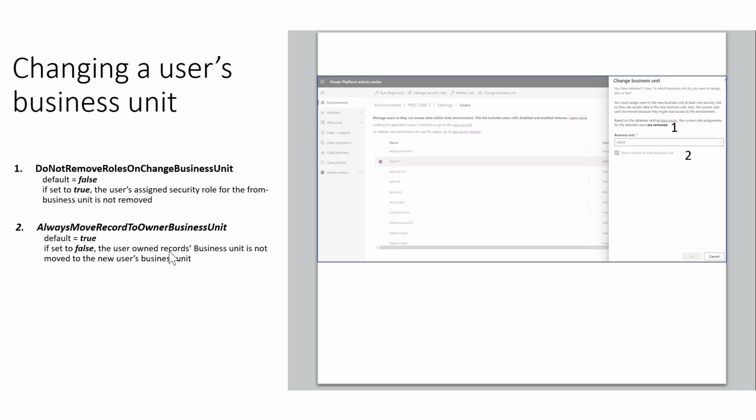Next, we have the setting called Always Move Record to Owner Business Unit. The default setting is to move user records to the new business unit, but you can set it to false to not move the records after the transfer. Typically, when a user changes business unit, you might want the user to continue to access the records that the user owns and not move his or her records to the new business unit. What you can do is create a special security role which allows the user to have read-only access to the records from the prior business unit.